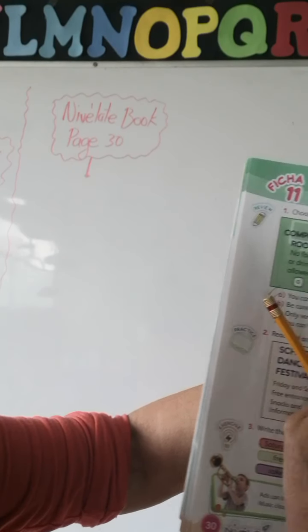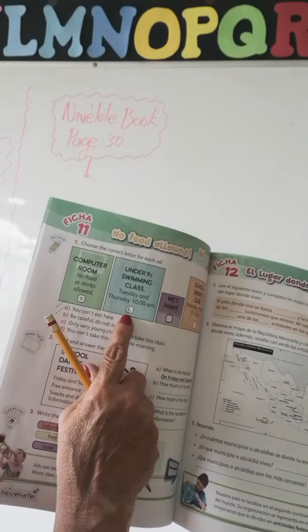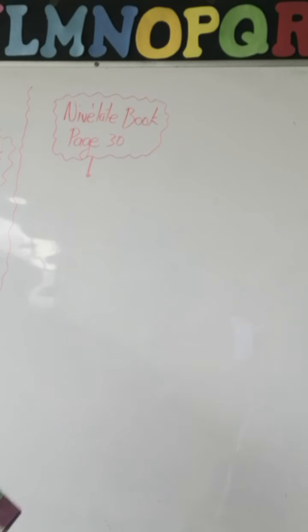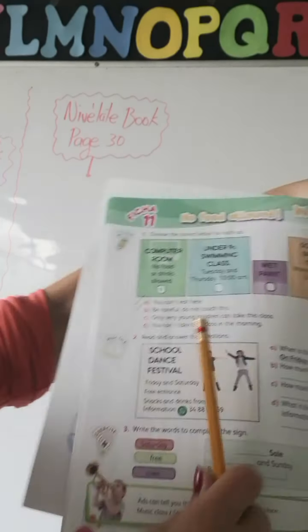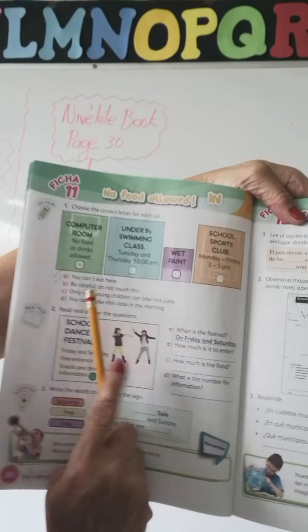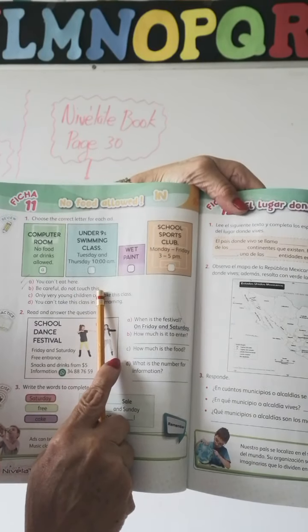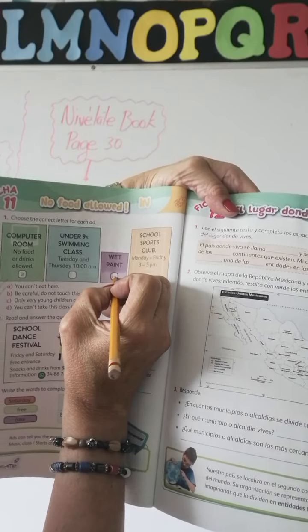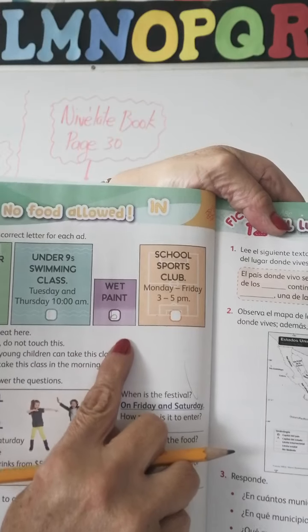Correct, kids. This is not correct. It can be letter B. Okay, pay attention, erase. Okay, I have here that letter B, remember, was wet paint. Be careful, do not touch this wet paint, of course. This is letter B. Okay, B.